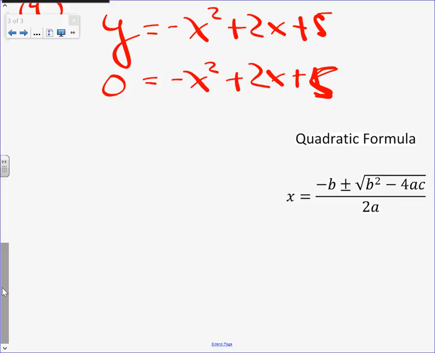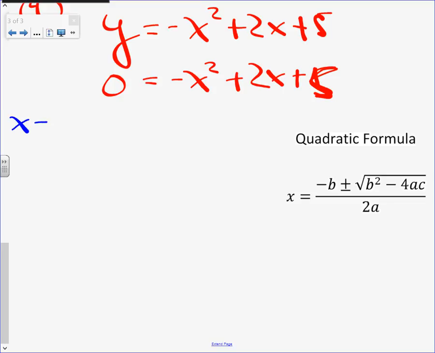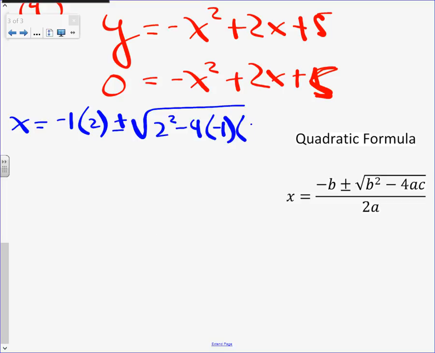Y is 0. We're rocking and rolling. X then is negative 1 times b, that's b is 2, plus and minus the square root of 2 squared minus 4 times negative 1 times c is 5. Beautiful. All over 2 times negative 1. That's 2a.